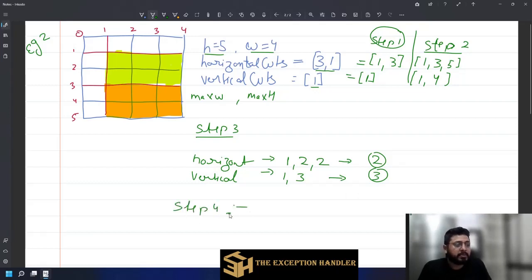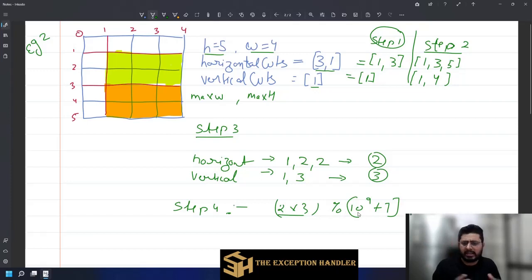if I multiply 2 into 3 and then take the modulo by 10 to the power 9 plus 7, so this is 6, and modulo by a large number will not have any impact. So that is why my answer becomes 6. So that means the algorithm that we have written is helping us in this scenario also.